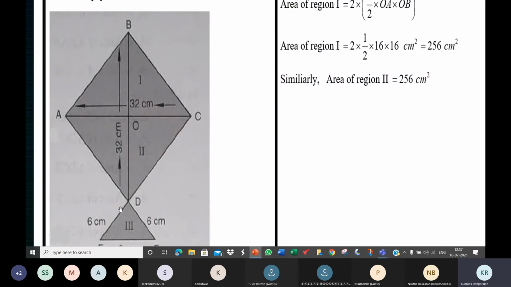ABCD is a square, and this is an isosceles triangle. This entire thing is the kite. ABCD is a square. Diagonals BD and AC are 32 centimeters. In a square and in a rectangle, diagonals are equal. So if you know one diagonal, the same is the length of the other diagonal.